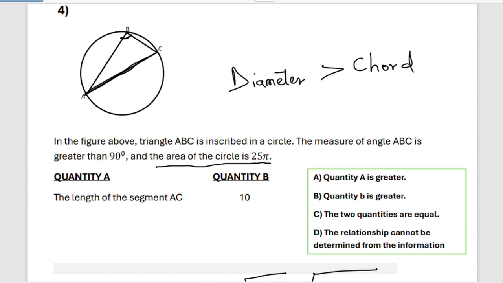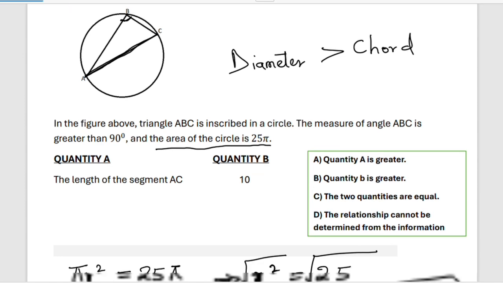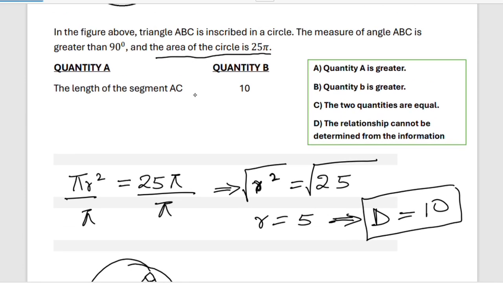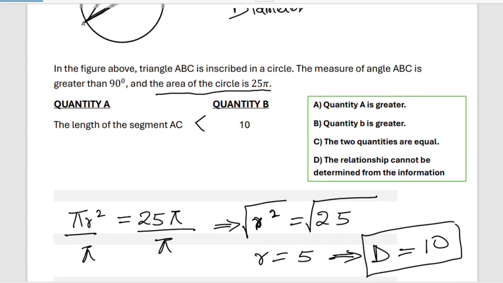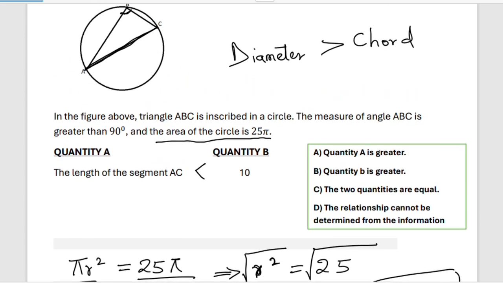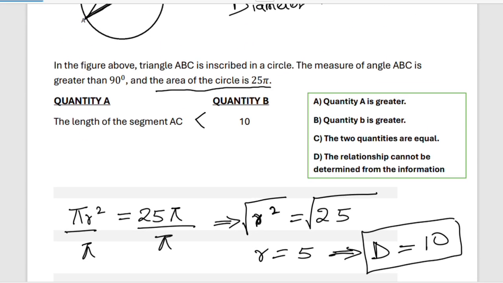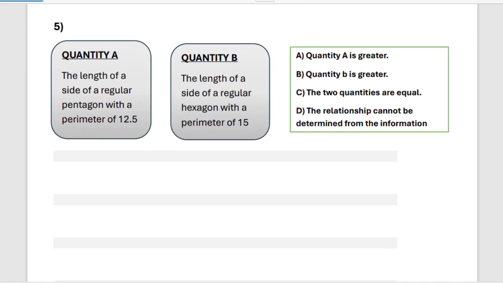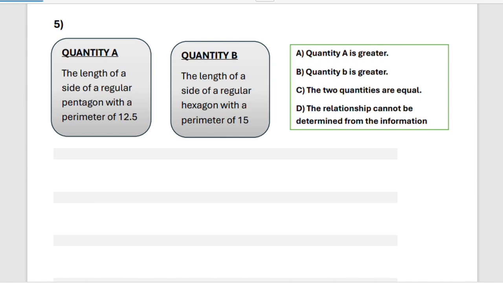Okay, it's always greater than the chord, and the diameter here is already 10. So that means this line AC must be less than 10. All right, and that simply means that quantity B, which is the diameter 10, is greater. So our correct answer is B.